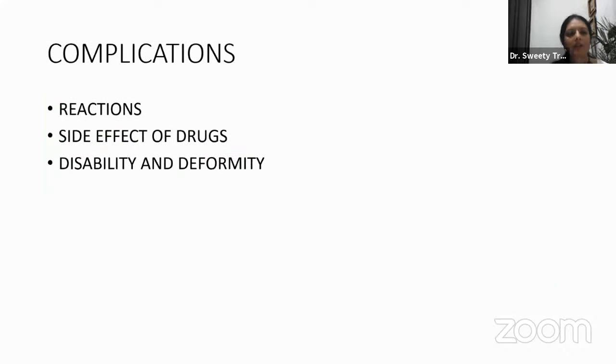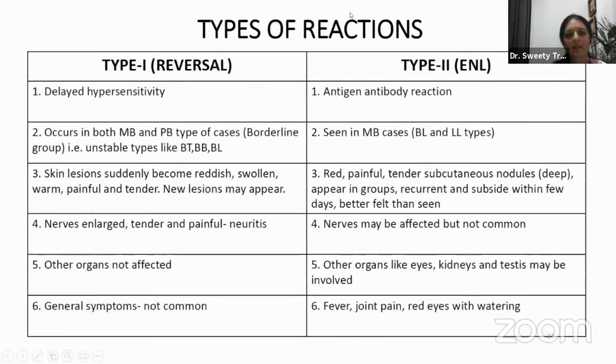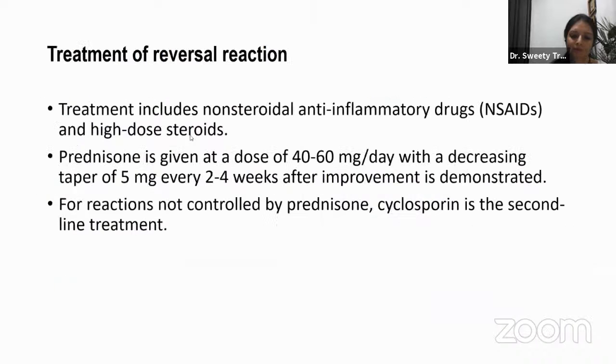So, what are the complications, side effects of the drugs, reactions, and disability? I have already discussed reactions. They are type 1 reversal and type 2 reactions, ENL. I won't spend much time on them again. But the thing is how to differentiate the two reactions: in reversal reactions, the other organs are not affected and general symptoms are not common, whereas in ENL, other organs like eyes, kidney, intestines may be involved, and there will be fever, joint pain, red eyes, with systemic symptoms. ENL involves newer areas. Usually, reversal reaction occurs in areas which are already involved.